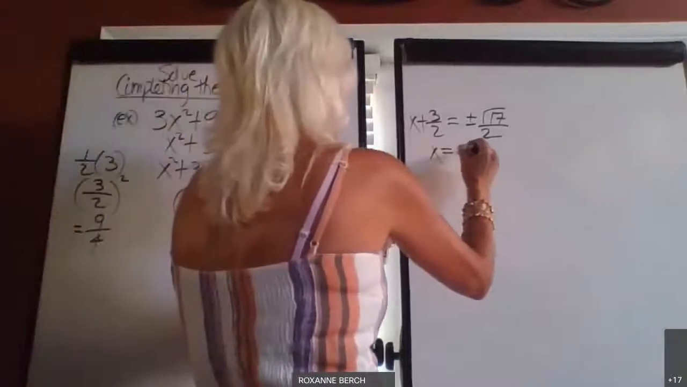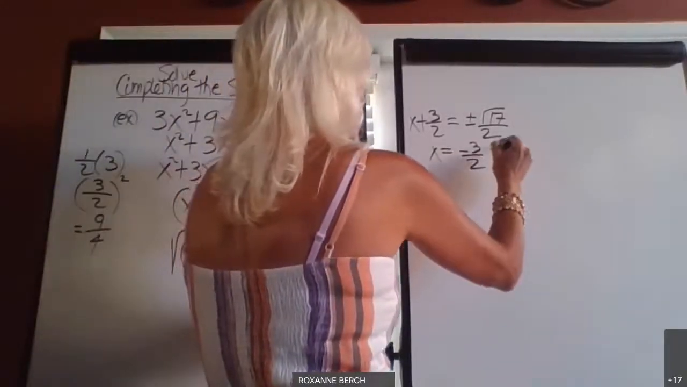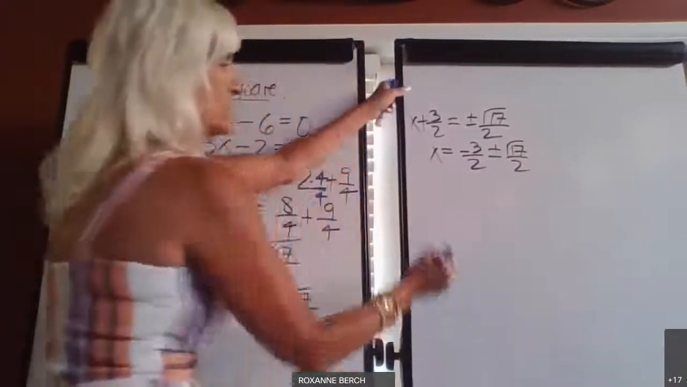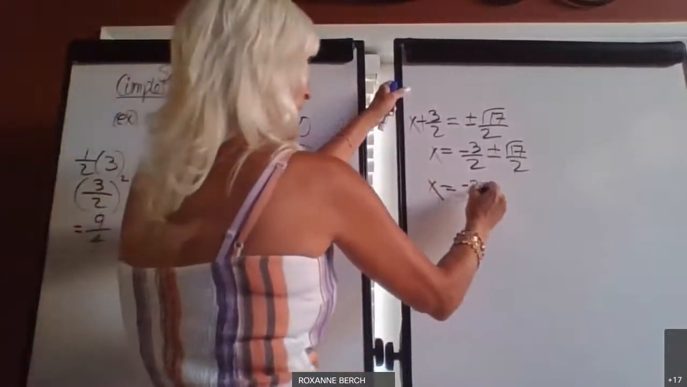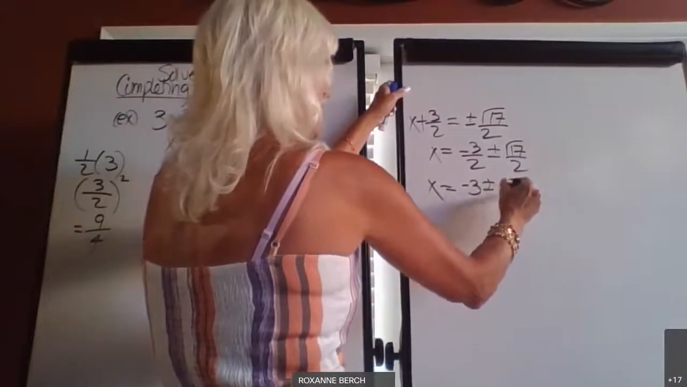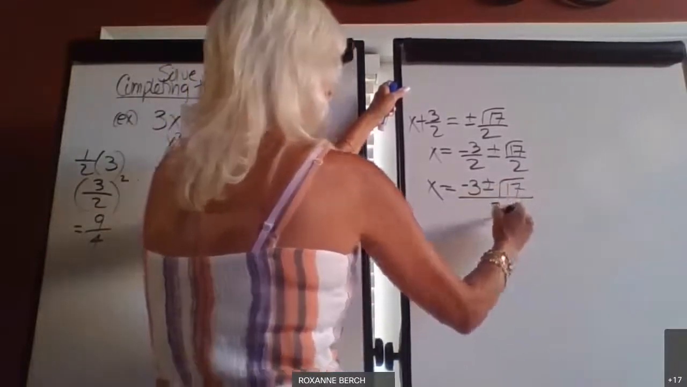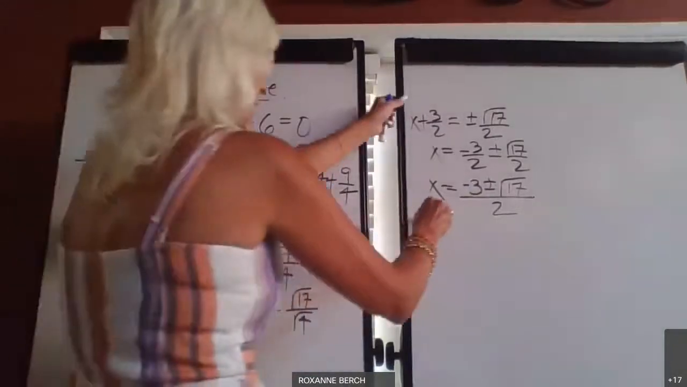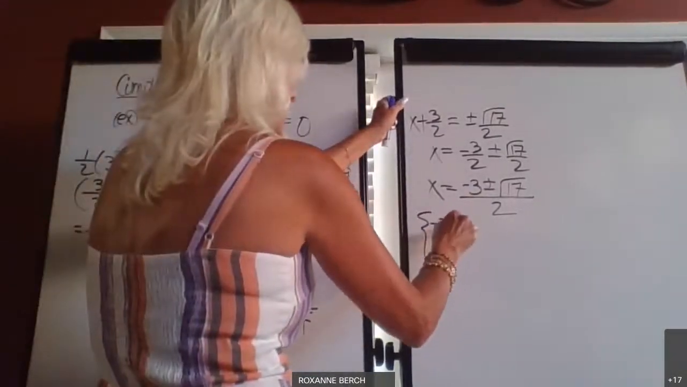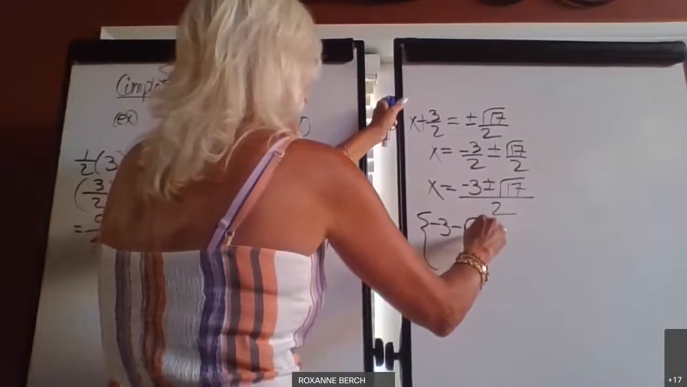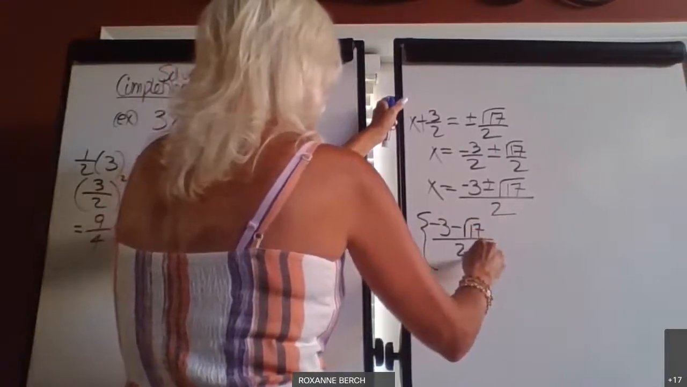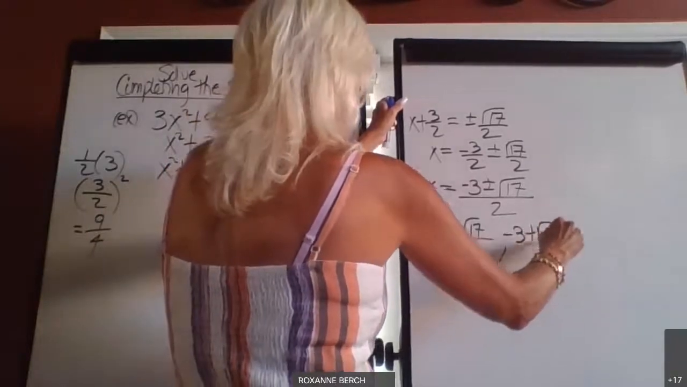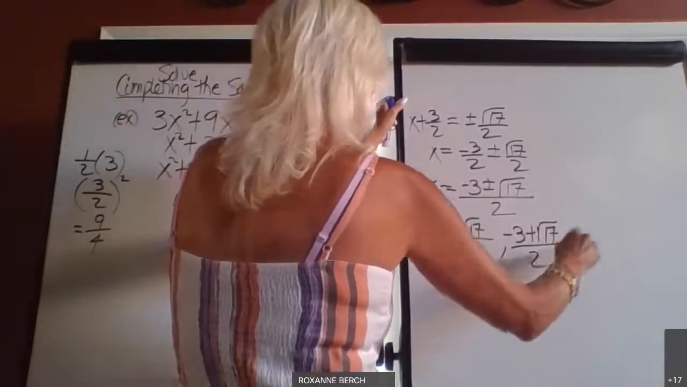So when you subtract this, you get -3 halves plus or minus the square root of 17 over 2. So those are your two solutions, -3 plus or minus square root of 17 all over 2, because you have to add the fractions. So this answer would be -3 minus square root of 17 over 2. And this would be -3 plus square root of 17 over 2.